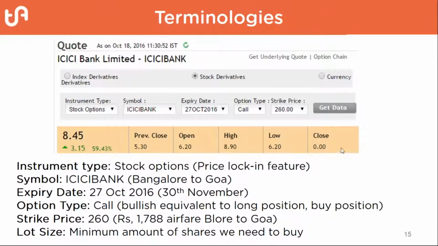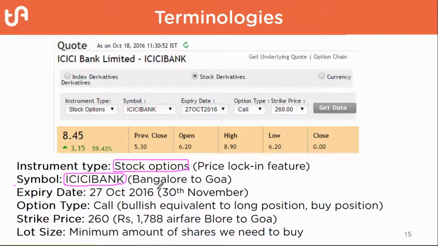Okay, now let's try and correlate this with options. So here, stock options is your instrument, wherein in our example, the feature of locking in the price was the instrument. So when you're trading in the market, you always look for an instrument which is called stock options. So this is your instrument type in terms of trading in options. Symbol is ICICI Bank, which was the underlying stock, and in our example it was a Bangalore to Goa flight ticket. So ICICI Bank is the underlying stock, which is a symbol that you will select when you are looking for a trade.